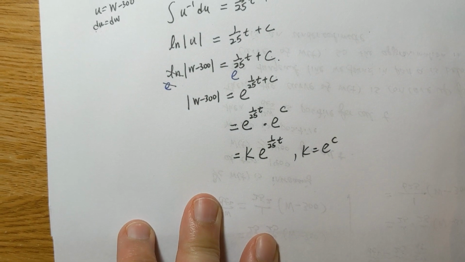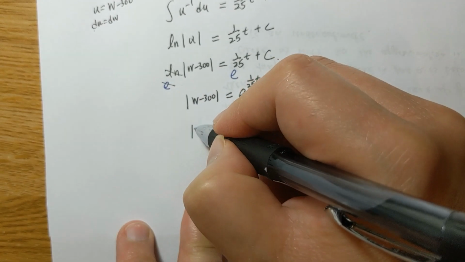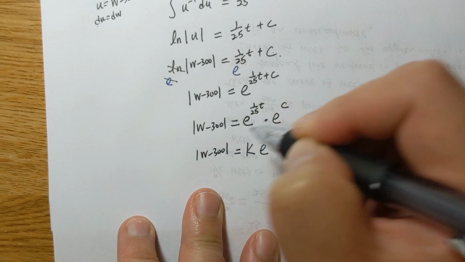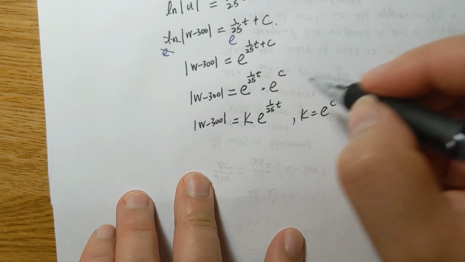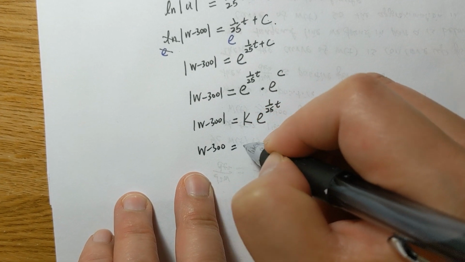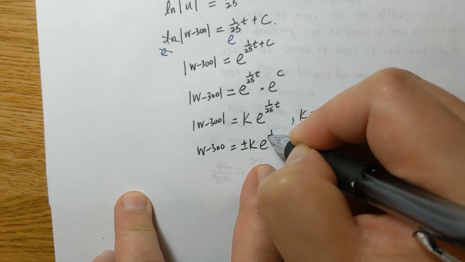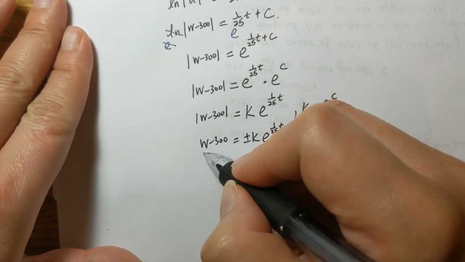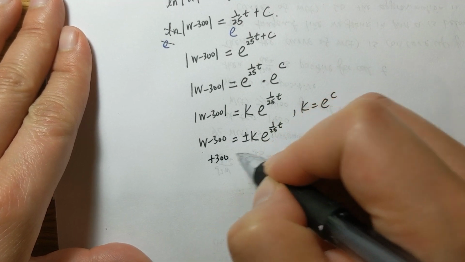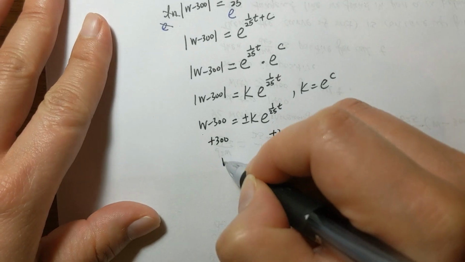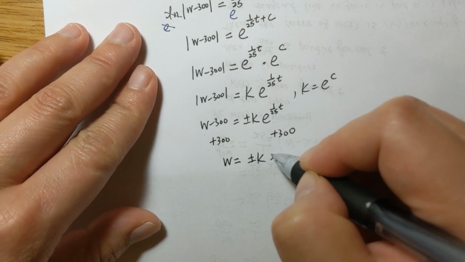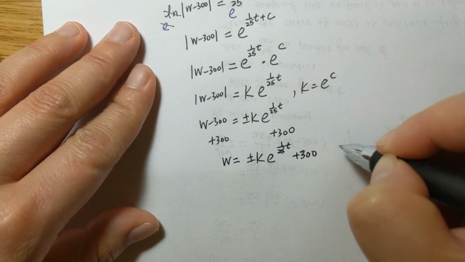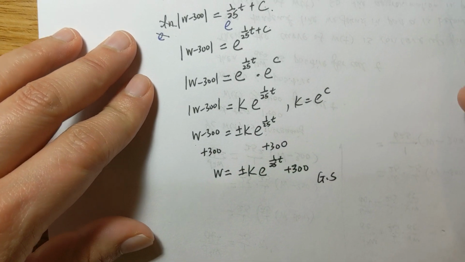Okay. So now I'm going to go back to the left side. I have the absolute value. To get rid of the absolute value, I am going to put plus minus. Okay, I want to solve for W, so I add 300 to both sides. So I get W equal to plus minus k e to the 1/25 t plus 300. So we get our general solution.